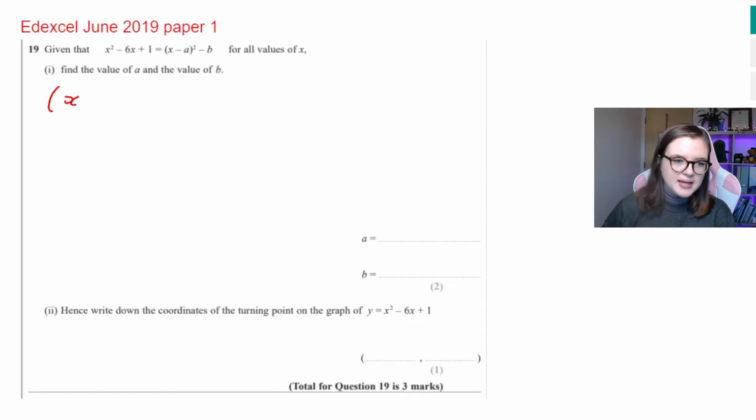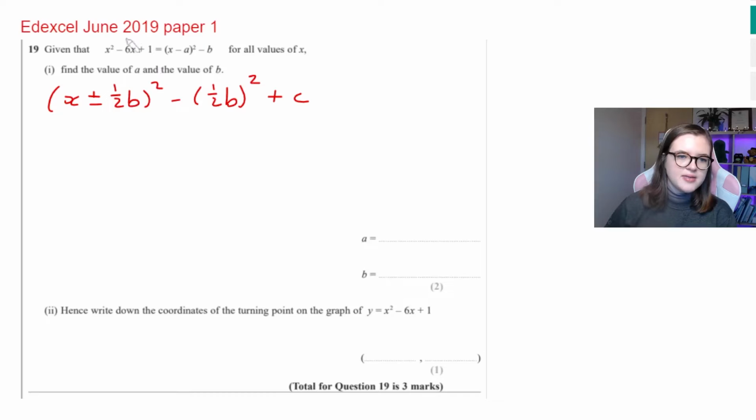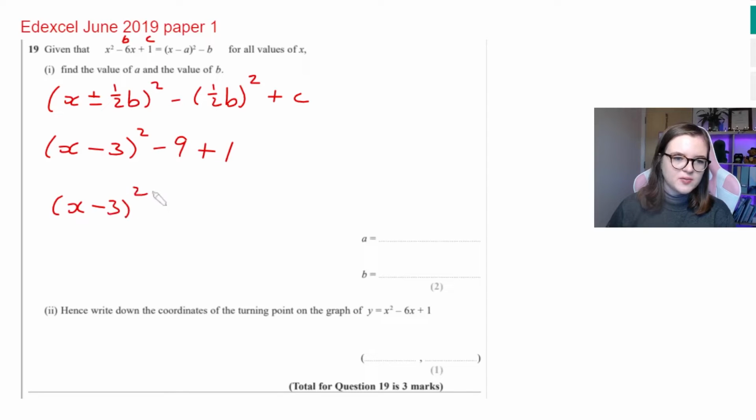So remember your formula, x plus or minus a half of b squared minus a half of b squared plus c. And then this one's going to be b, this one's going to be c. So we then get x minus 3 squared. It's always minus 3, isn't it? And then minus half of that squared, which is minus 9. And then plus 1. And then x minus 3 squared minus 9 plus 1, that's minus 8. So then a is going to be 3 and b is going to be 8. No negatives because there's negatives already up here, so this one's just the value of a and b. And if these were negatives as well, it would be like a minus situation, which wouldn't really work.